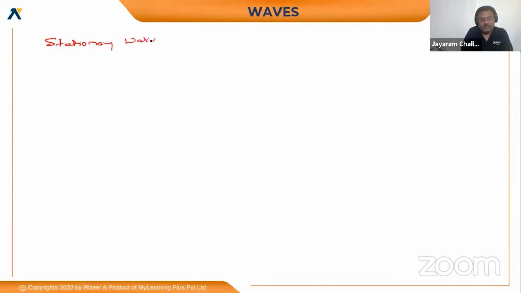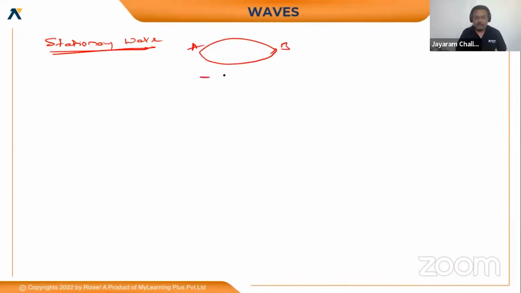What are these stationary waves? Two waves traveling in the same direction, now superimpose on each other. Stationary waves are going to be like this. They are going to remain fixed between the 2 points A and B. The distance between these 2 points is lambda by 2, and these 2 points are called the nodes, and the center point is called the antinode.